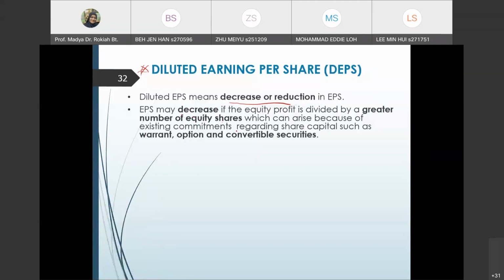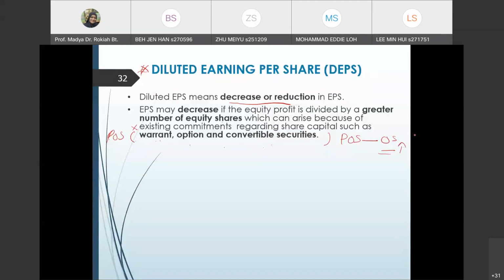The greater number of equity shares can arise because of existing commitments regarding share capital, such as warrants, options and convertible bonds. We call these POS, potential ordinary shares. Examples of POS are warrants, options and convertible securities. These types of POS can be converted to ordinary shares, and once converted, the number of shares is going to increase.